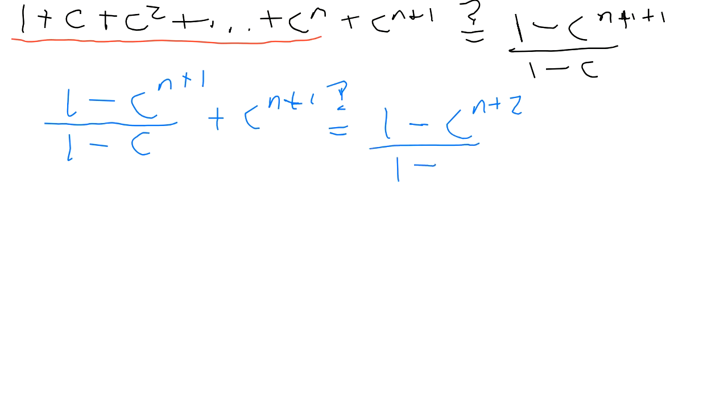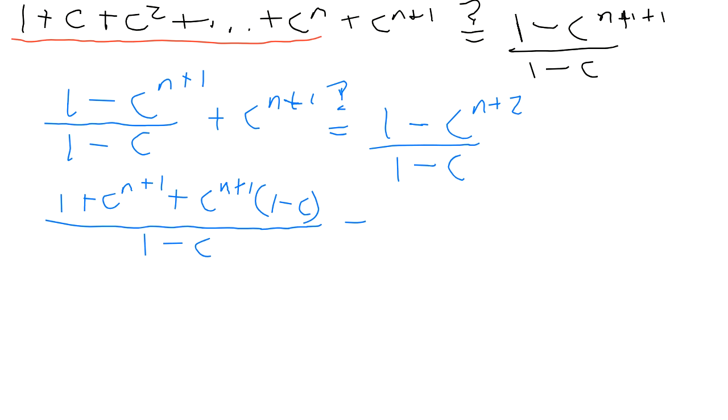So we'll do some algebra. You know, when you're adding a whole number to a fraction, you just multiply by the denominator and add it to the numerator. So that c^(n+1) is multiplied by 1 minus c. So c^(n+1) times 1 minus c, all over the 1 minus c.